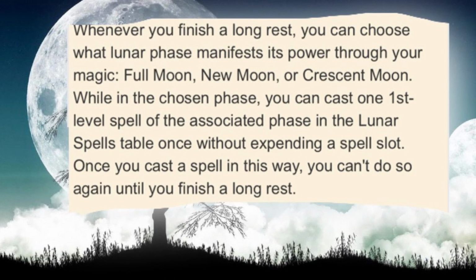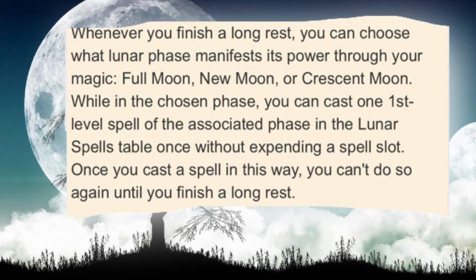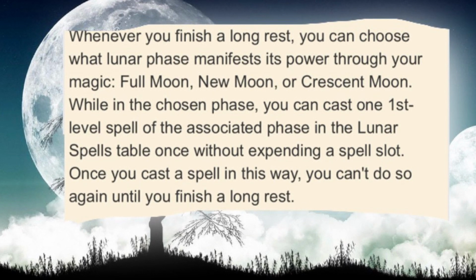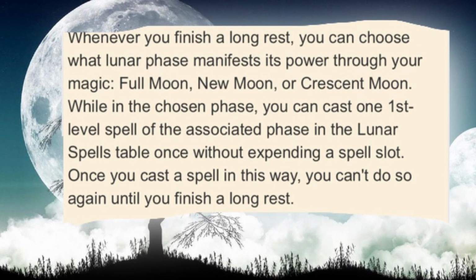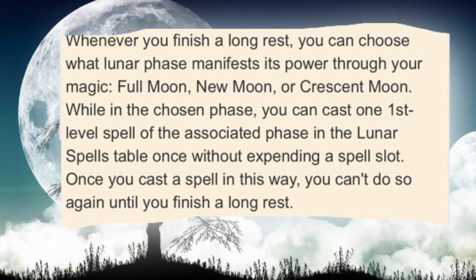When in the chosen phase, you can cast one first level spell of the associated phase in the Lunar Spells table once without expending a spell slot. Once you cast a spell in this way, you cannot do so again until you finish a long rest. Now, understand a first level spell is going to change dynamically in its purposes the further levels you go. So as first level spells, in Full Moon you gain Shield, New Moon, Ray of Sickness, and Crescent Moon, Color Spray.